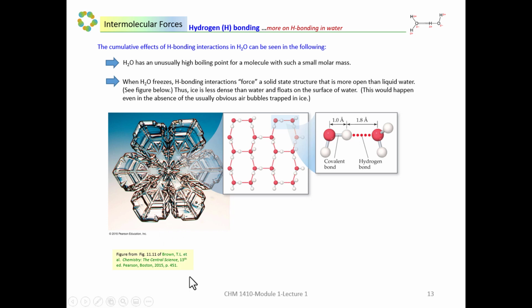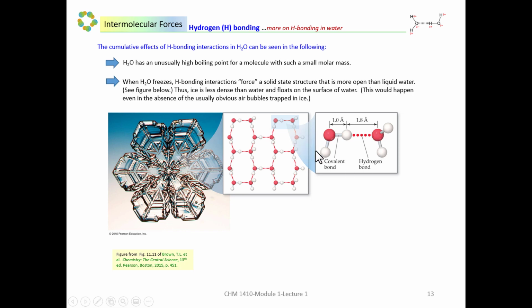This illustration that's from the Brown textbook has the two water molecules next to each other, kind of flipped from the way I did on the previous slide. The point is we have a partially positive hydrogen atom from this very polar OH bond, which is fairly short, have a special interaction with an oxygen on a neighboring water.